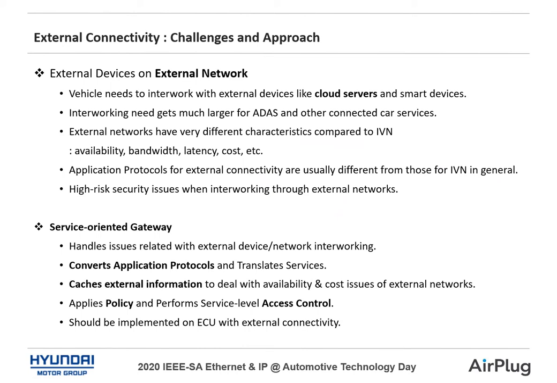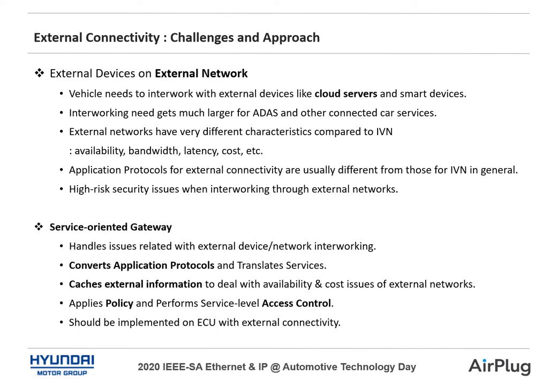So, what are the challenges to connect in-vehicle service and cloud service? First of all, it's not easy to manually handle the whole interworking data and service case by case because it gets larger and larger. We need a more flexible solution to connect them. Second, external network has very different characteristics compared to IVN with respect to availability, bandwidth, latency, costs, and even application protocol. Also, we have to care about security when interworking through external networks.